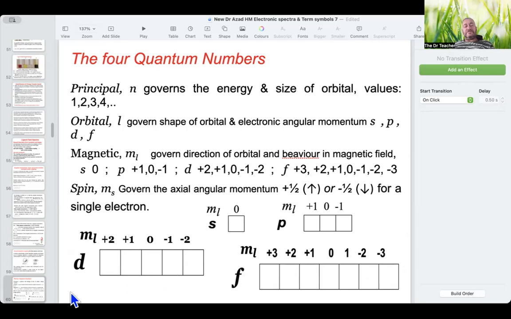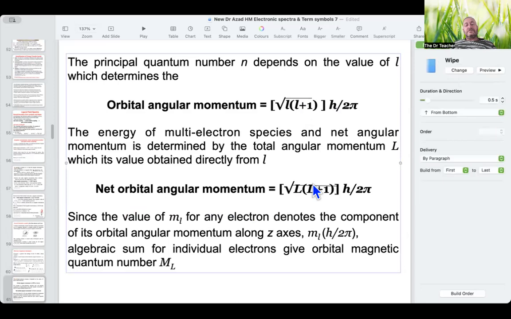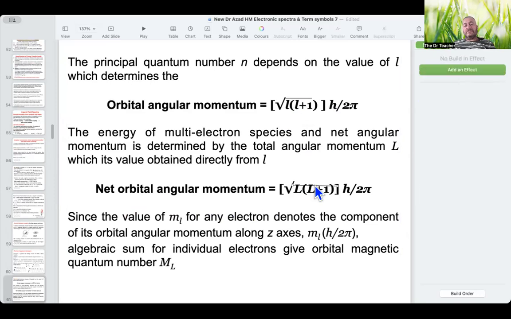So now we have these and we can apply the four quantum numbers. Don't forget the orbital angular momentum, L, is the square root of L(L+1) times h divided by 2 pi. That is in small letter. If you have a net orbital momentum, it will be in capital letter. The net orbital angular momentum, so the total of them, will take the capital L(L+1) multiplied by this.